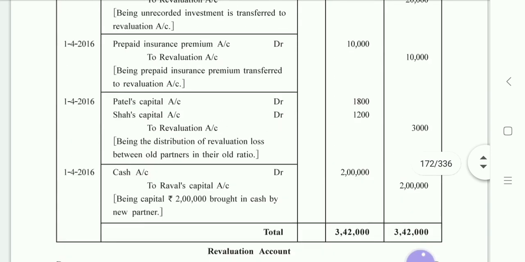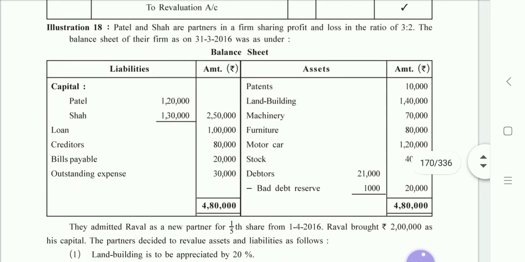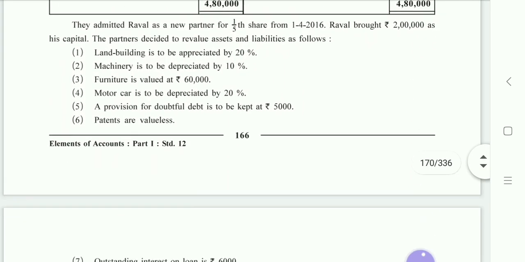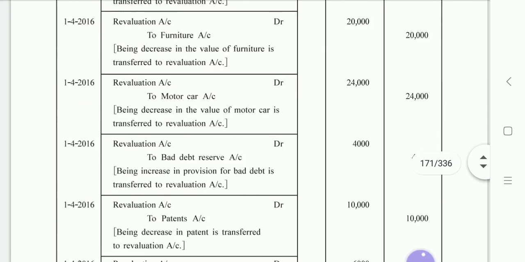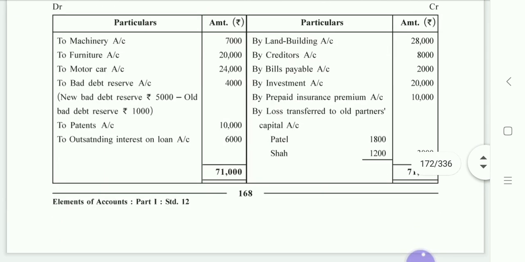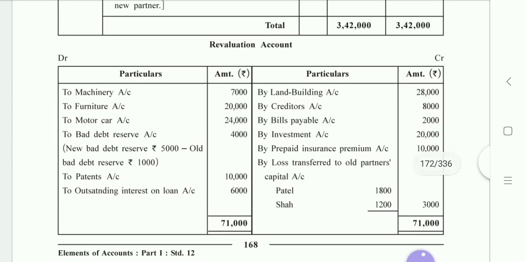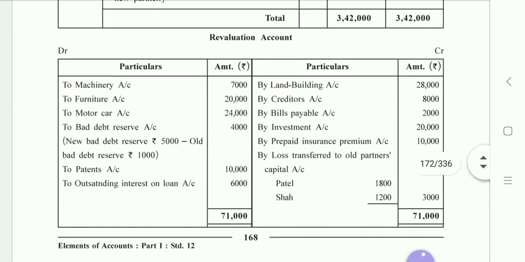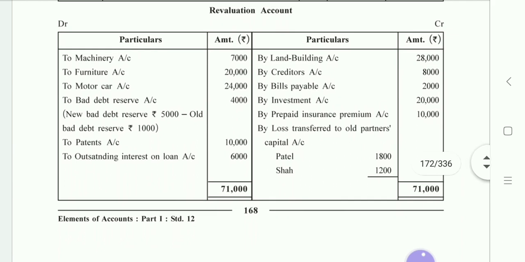We have started with an illustration. We can see here, that is illustration 18. We have learned all the journal entries. We have understood all the journal entries. Then we have prepared ledger accounts on the basis of these journal entries. And finally, at last, we are going to balance these accounts. In today's video, I'll show you how to balance these ledger accounts. And this is to be followed whenever you are balancing the ledger accounts of any particular long sum. It remains the same. So let us start.